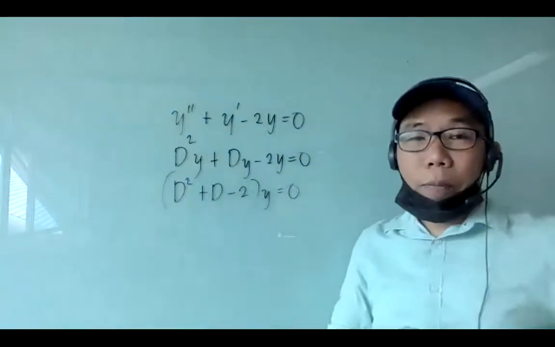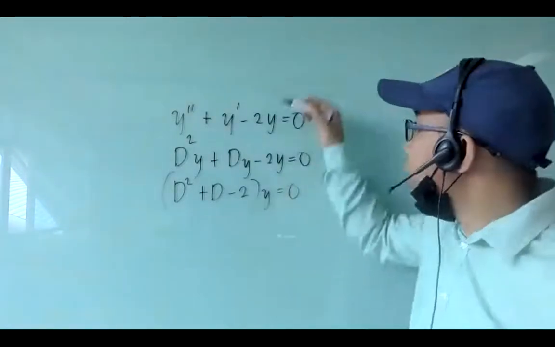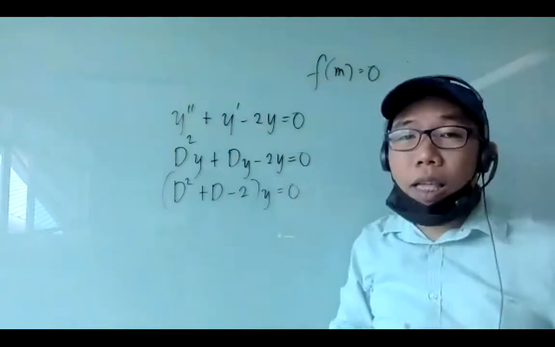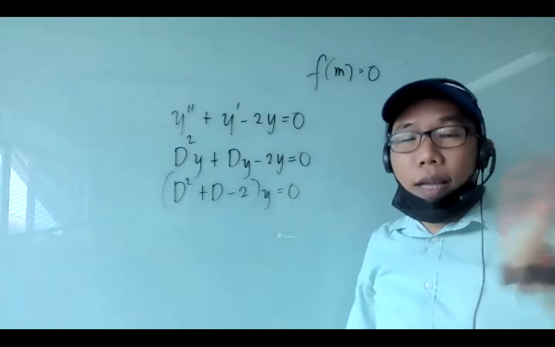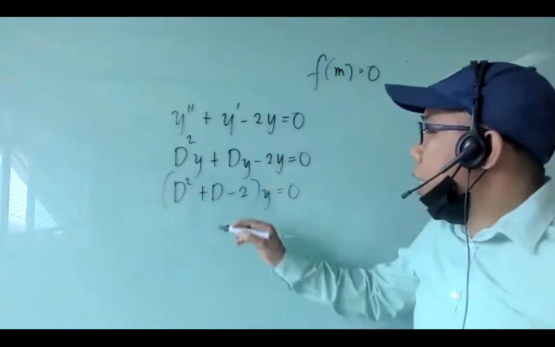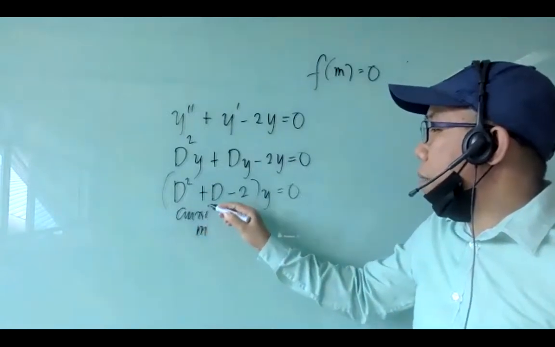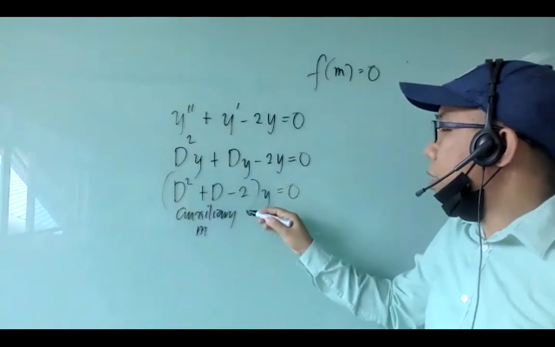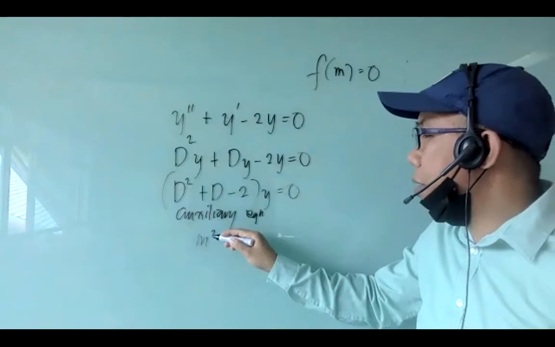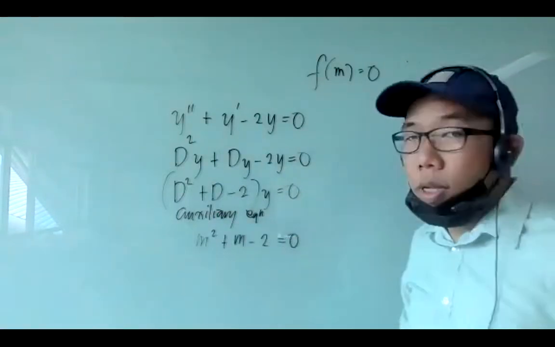Now, para ma-solve natin to, we are going to write the auxiliary equation. So yung auxiliary equation is f of m equal to 0. Ibig sabihin, papalitan yung d ng m. Okay, replace d by m. Of course, without the y there. So here we have m squared, ito yung auxiliary equation. Replacing d by m: m squared plus m minus 2 equal to 0.